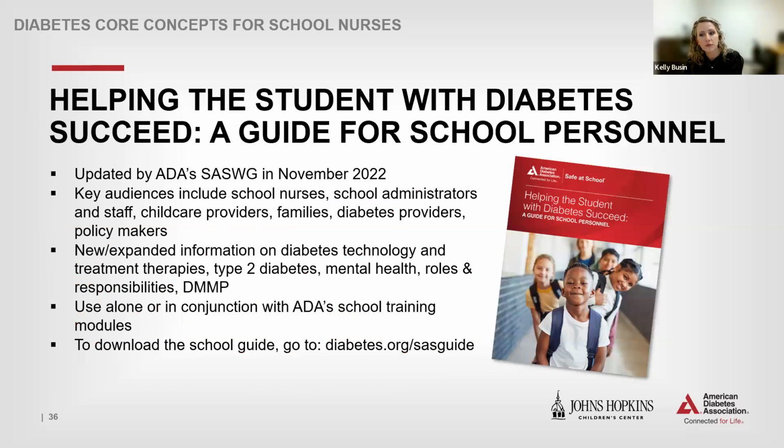Just quickly, I'd like to mention some American Diabetes Association resources that are available to school nurses regarding the management of diabetes in the school setting. The first one is the Helping the Student with Diabetes Succeed resource, which was most recently updated by the ADA Safe at School Working Group in November of 2022. The purpose of this guide is to educate school personnel about effective diabetes management and share a set of practices that enable school personnel to ensure a safe learning environment for students with diabetes, particularly the ones that are managed with insulin. And this can be found on the diabetes.org website.